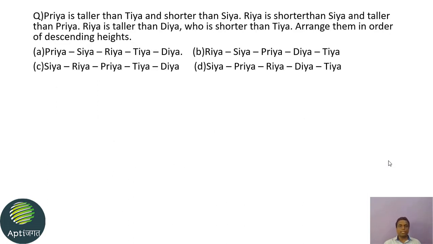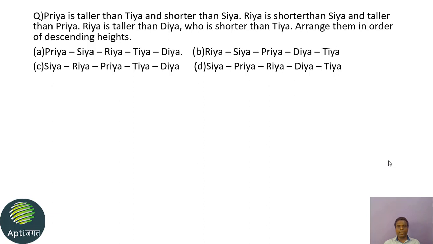Okay students, we will see the next question of this chapter. Priya is taller than Tia and shorter than Sia. Ria is shorter than Sia and taller than Priya. Ria is taller than Dia, who is shorter than Tia. Arrange them in order of descending heights.